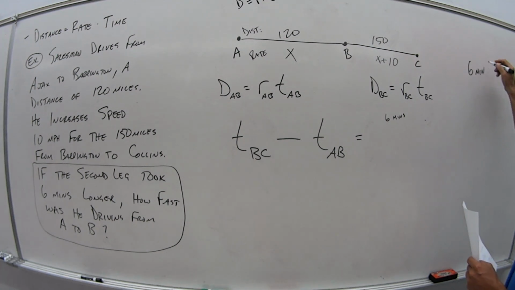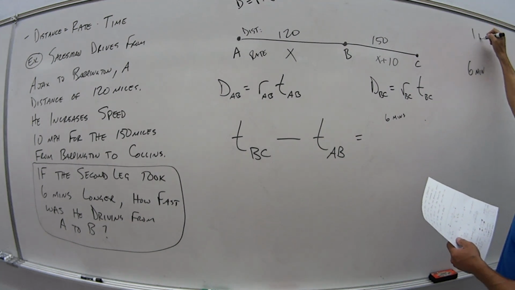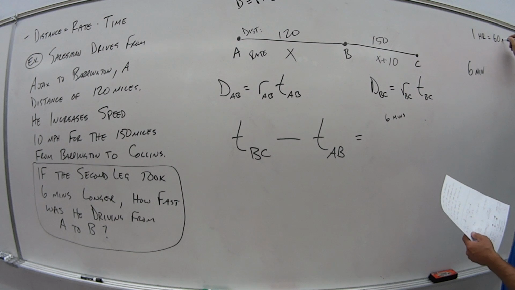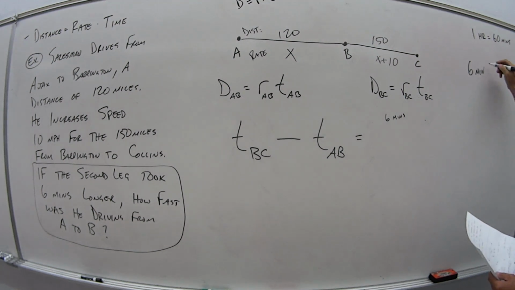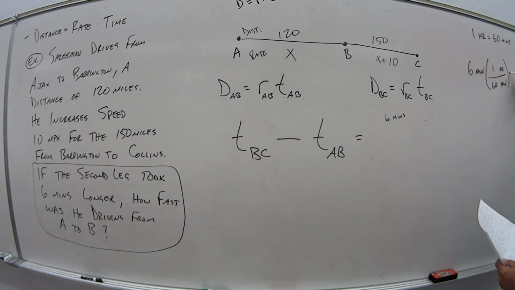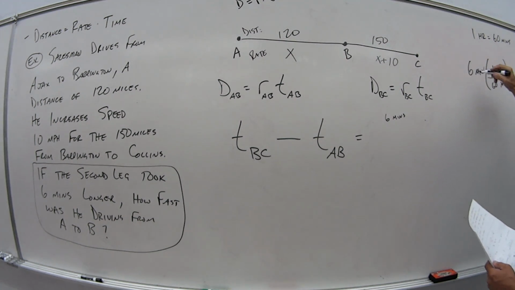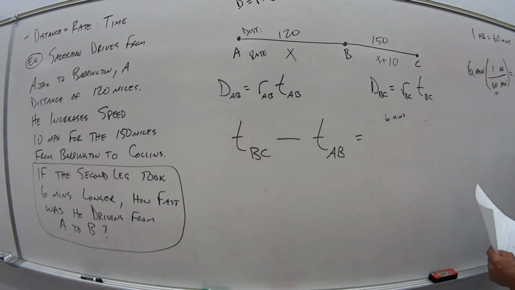So we have 6 minutes. We want to know how many hours this is equal to. So 1 hour is equal to 60 minutes. To convert this to hours, I need to multiply this by hours over minutes. That way my units will cancel out. So we know 1 hour is equal to 60 minutes, and then if I simplify, 6 cancels with 60 and gives me 10, so I have 1 over 10, so 1/10 of an hour. So that's how I got 1/10.